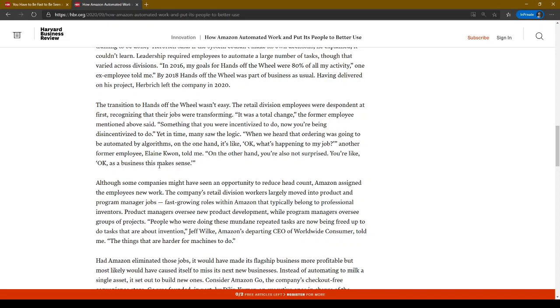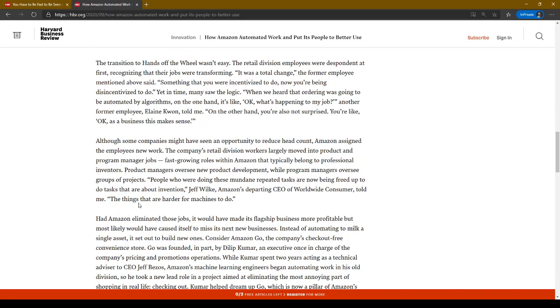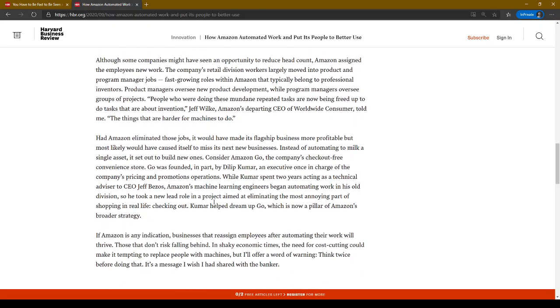Amazon's retail division workers largely moved into product and program manager jobs, fast-growing roles within Amazon that typically belong to professional inventors. Product managers oversee new product development, while program managers oversee groups of projects. People who were doing these mundane repetitive tasks are now being freed up to do tasks that are about invention, Jeff Wilke, Amazon's departing CEO of Worldwide Consumer, told me, the things that are harder for machines to do.